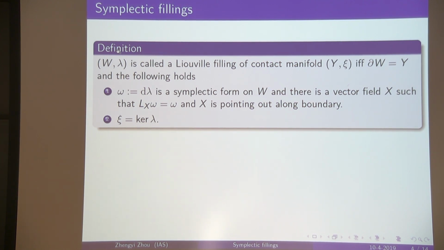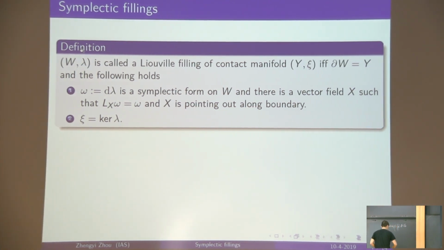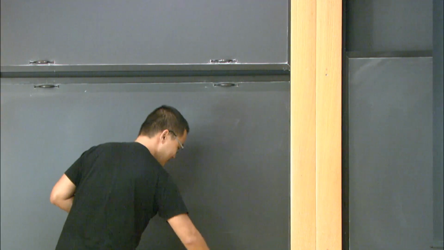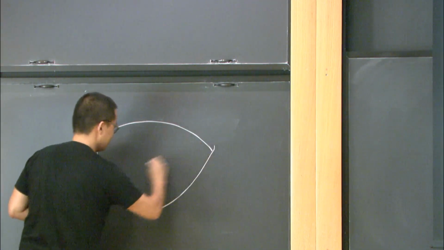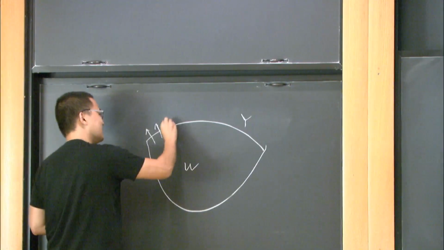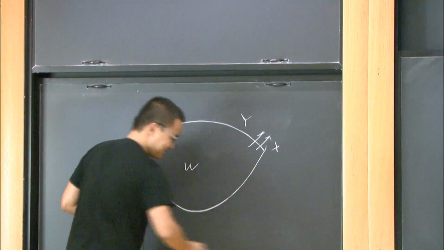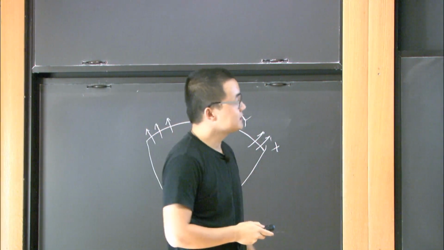So basically, you have these structures. First, the contact form is given by the kernel of this one-form, and its exterior differential is a symplectic form. The other thing is you have a vector field pointing out along the boundary such that this relation holds. This relation means that the derivative of the symplectic form along this vector field is the symplectic form itself. That means the symplectic form is growing exponentially. So what we typically draw is like this. That's my Y, and I have a vector field here indicating it's growing exponentially. Okay, so that's a filling.